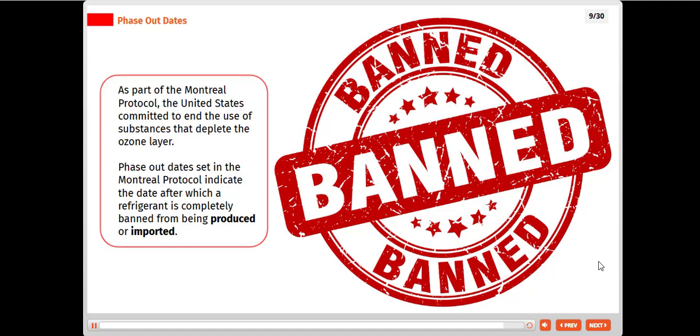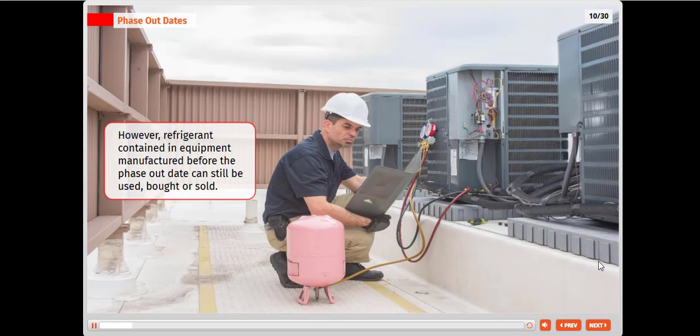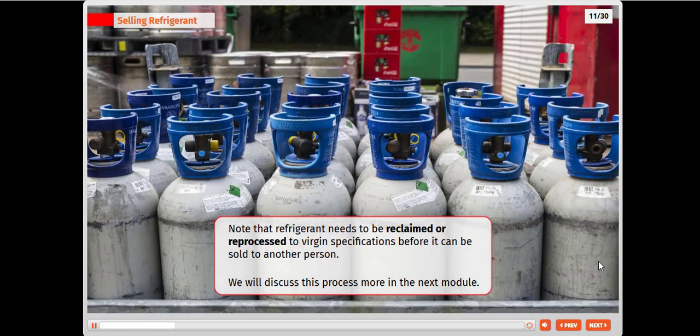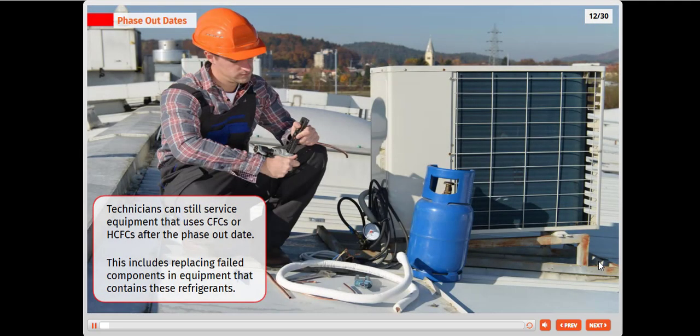However, refrigerant contained in equipment manufactured before the phase-out date can still be used, bought or sold. Note that refrigerant needs to be reclaimed or reprocessed to virgin specifications before it can be sold to another person. We will discuss this process more in the next module. Technicians can still service equipment that uses CFCs or HCFCs after the phase-out date. This includes replacing failed components in equipment that contains these refrigerants.